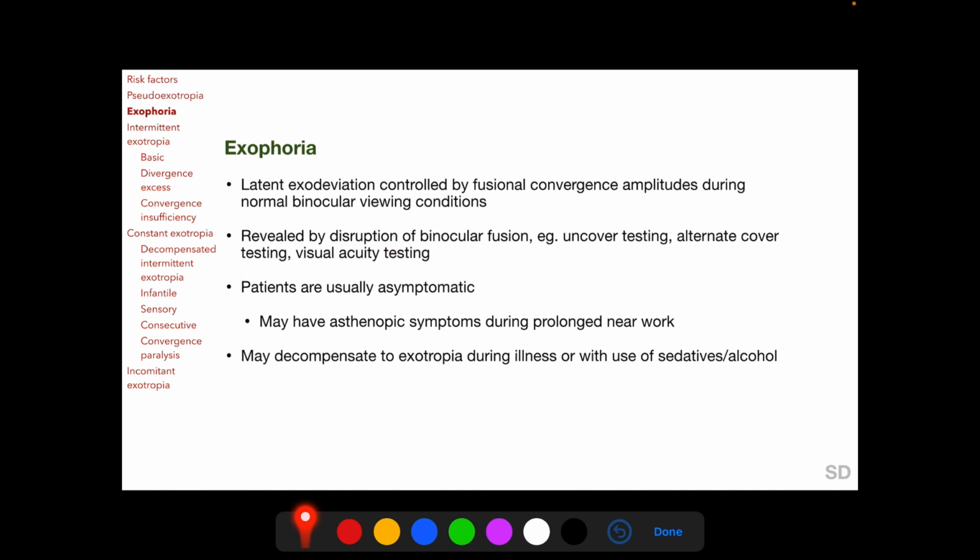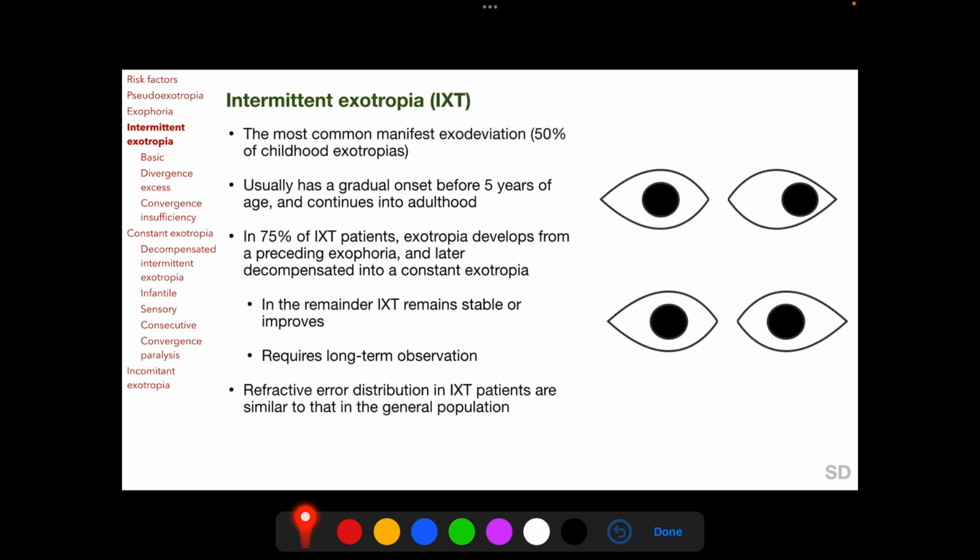Patients with exophoria are usually asymptomatic, but they may have asthenopic symptoms during prolonged near work. An exophoric patient may demonstrate exotropia during illness or with the use of sedatives and alcohol. Broadly, exotropias can be classified as intermittent exotropias and constant exotropias. Under constant exotropias, we have several entities which we will be discussing individually.